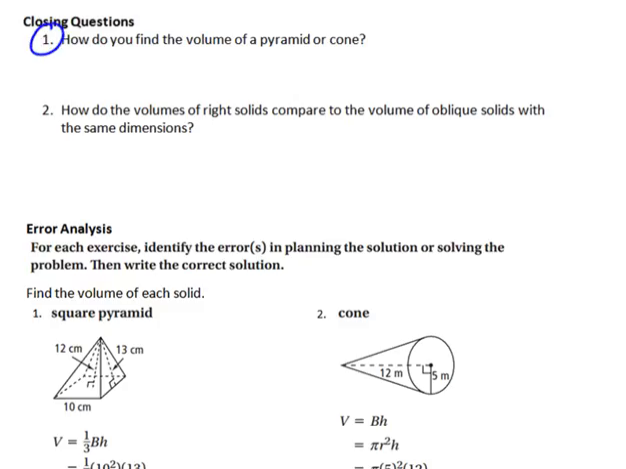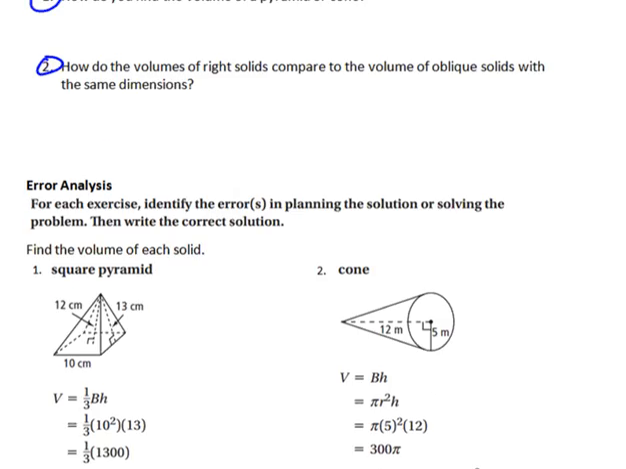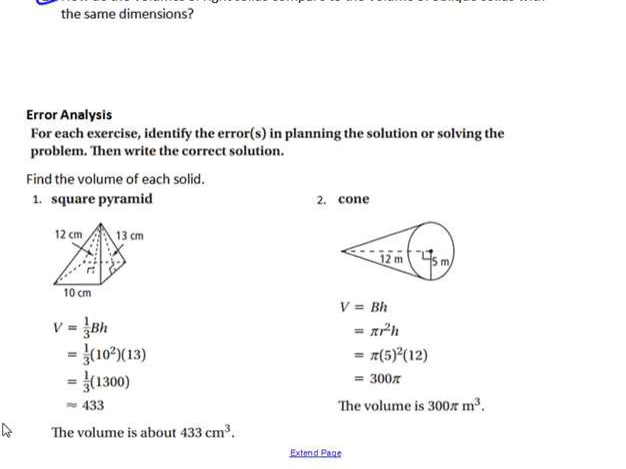How do you know how to find the volume of a pyramid or cone? How do the volumes of right solids compare to the volumes of oblique solids with the same dimensions? We kind of just talked about that. And then finally, if you'd like to try the error analysis ones, go ahead and try those as well. Find out where, specifically, maybe number one, the error is located.